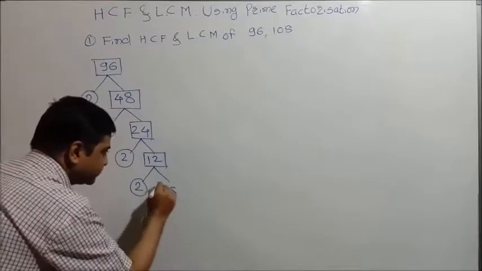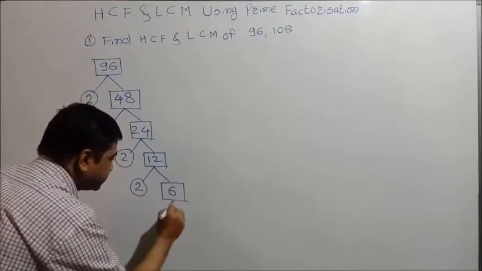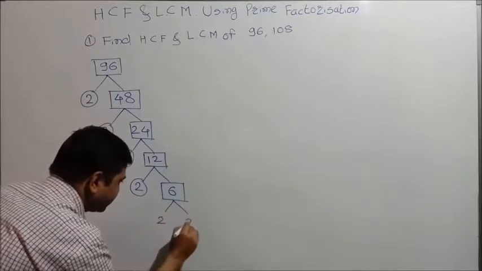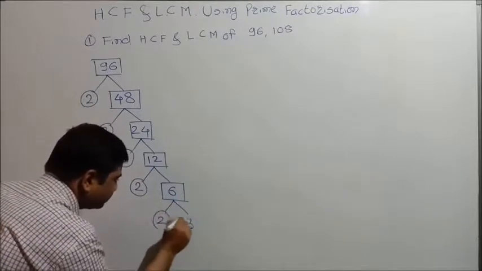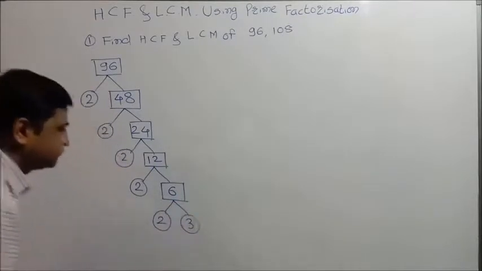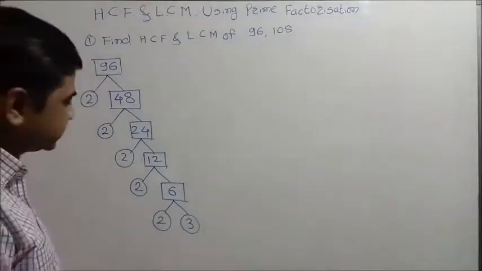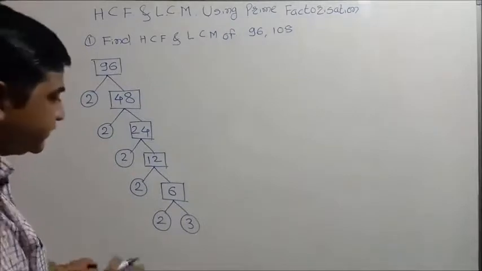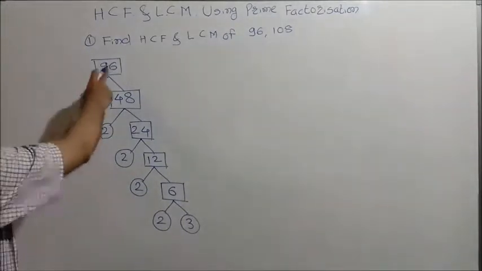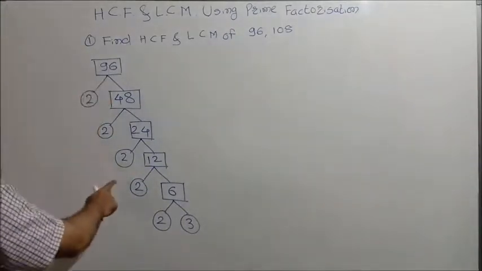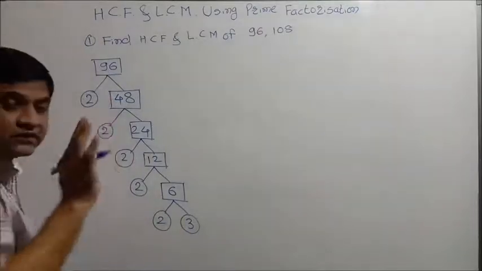6 again a composite number made up of multiplication of 2 and 3. And in this case, both the numbers are prime numbers. So no further factorization is possible. So we'll stop here. And we get the prime factors of 96 as 2 multiplied by 2 multiplied by 2 multiplied by 2 multiplied by 2 multiplied by 3.